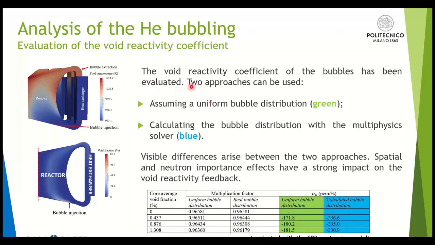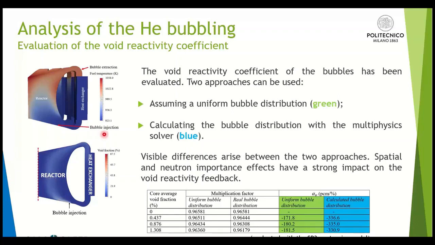Usually we can calculate this effect and this coefficient assuming a uniform bubble distribution. Or, if we have a tool that can calculate the distribution of the bubbles inside my system, I can also take into account the effect of this distribution. And you can see here that we have considered this as the bubble injection. So the bubbles are inserted here in the reactor, and then they are transported through the reactor in this zone.